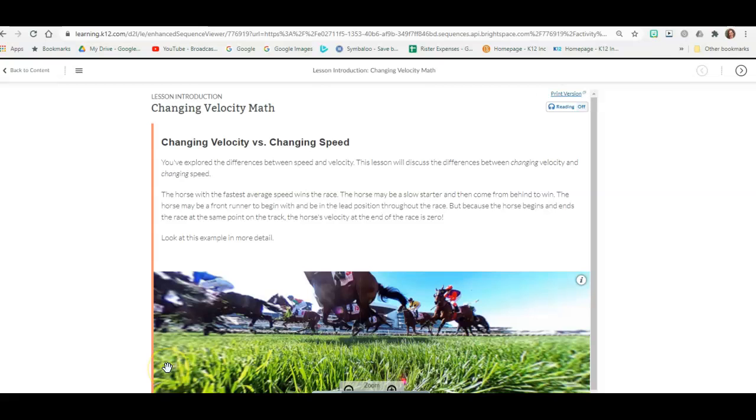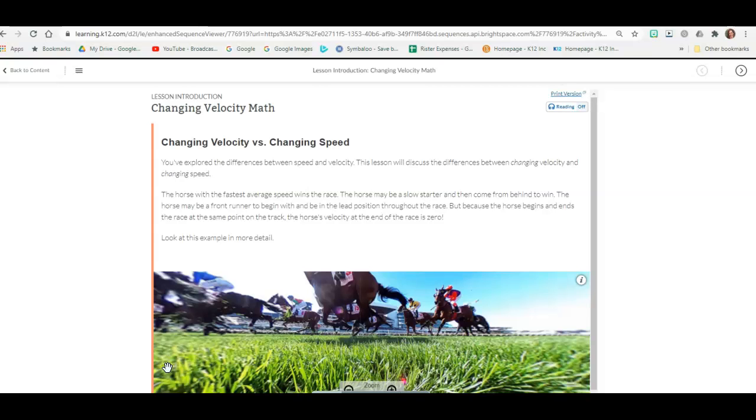So this example talks about a horse with the fastest average speed wins the race. The horse may be a slow starter and then come up from behind to win. The horse may be a front runner to begin with and be in the lead position throughout the race, but because the horse begins and ends the race at the same point on the track, the horse's velocity at the end of the race is 0.